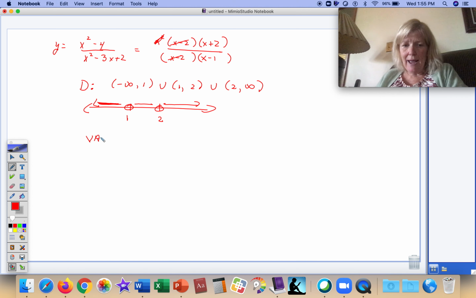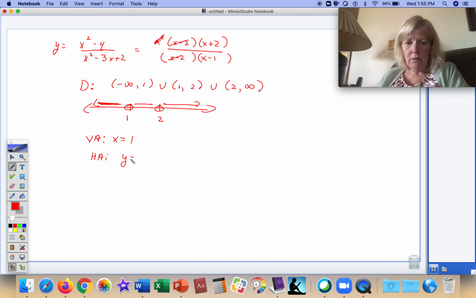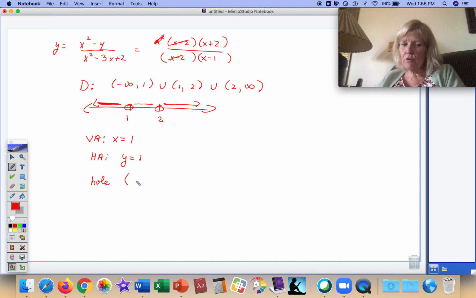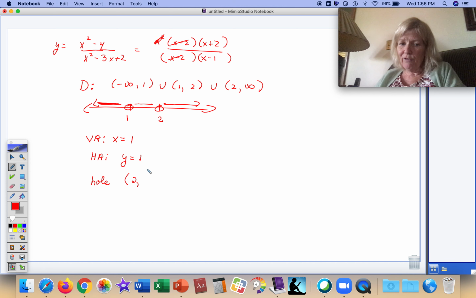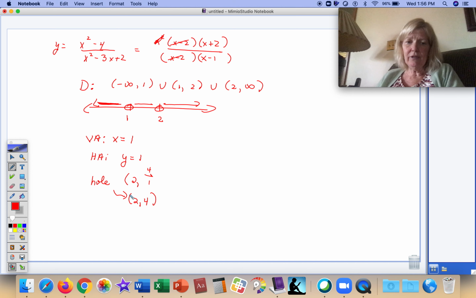We know that the vertical asymptote is at x equals 1. We know that the horizontal asymptote is at y equals 1. We see that there's a hole, and we said before there was a hole at 2, which is true, but we want to give the exact spot where the hole is. So you take that x value of 2 and put it into the fraction after you have eliminated the common factor. So 2 plus 2 is 4 over 2 minus 1 is 1. So that point really is 2 comma 4 is where the hole is.